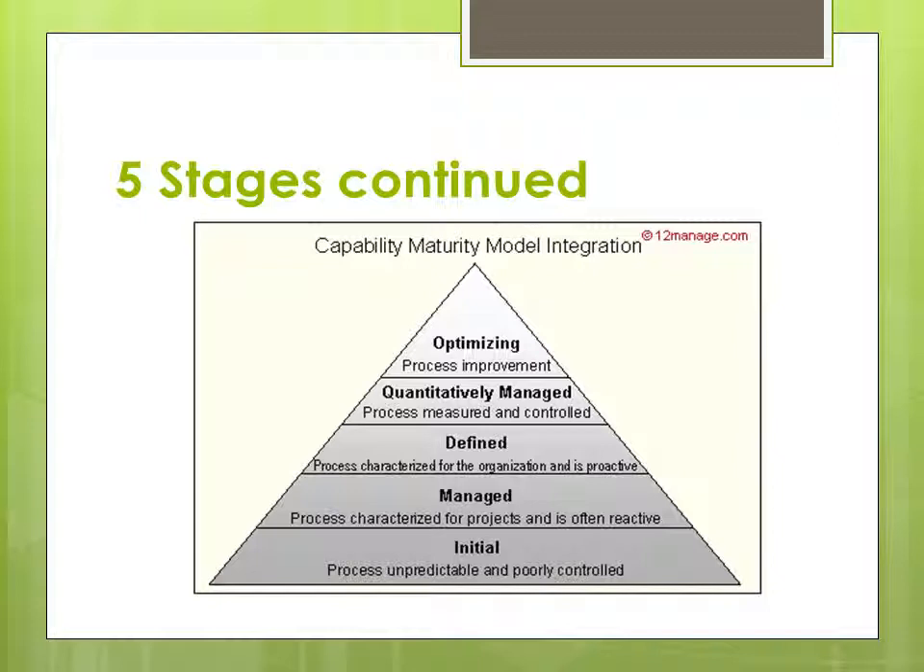Optimizing is process management including deliberate process optimization or improvement. It is a characteristic of processes at this level that the focus is on continually improving process performance through both incremental and innovative technological changes or improvements.